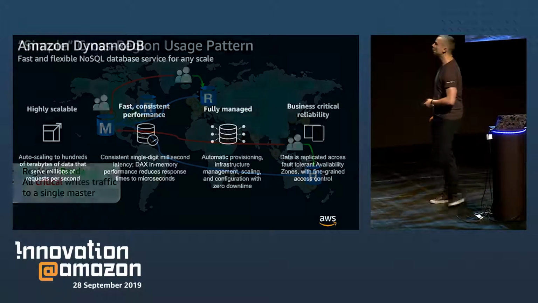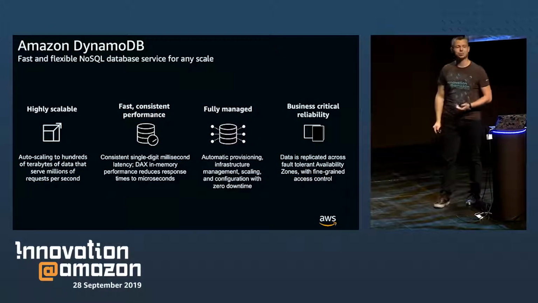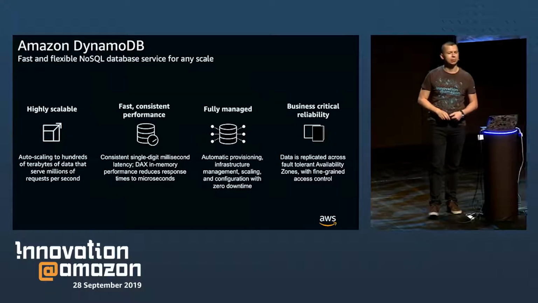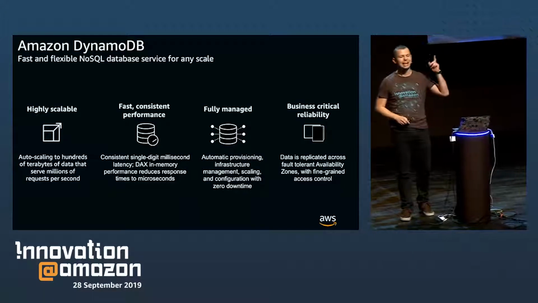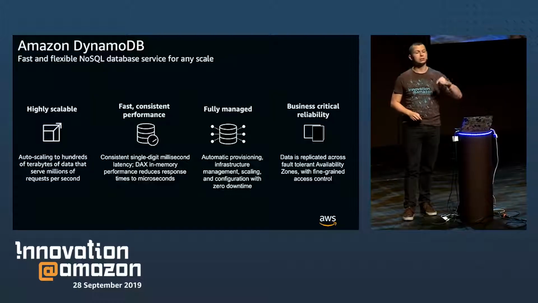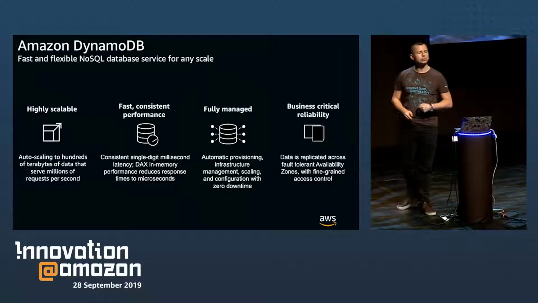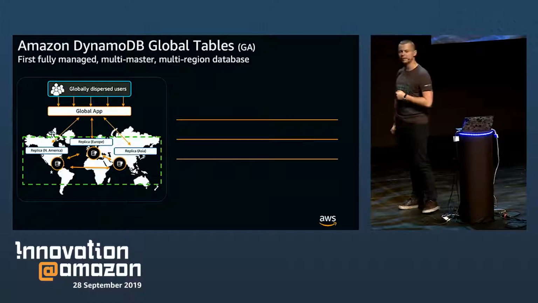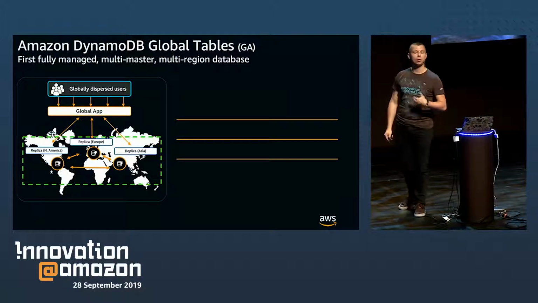But what we are going to use is DynamoDB. DynamoDB is one of the most popular databases in AWS. In short, if you are using Alexa, Amazon.com is using DynamoDB. So this is a NoSQL database. And one of the features of this database is something called global tables.